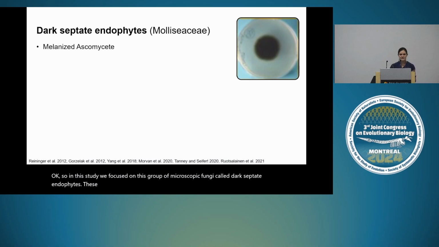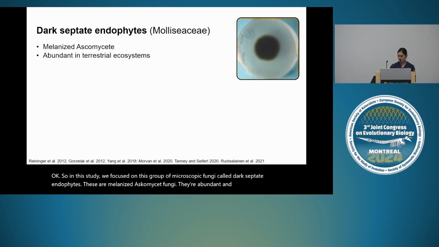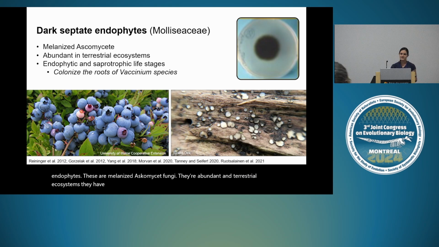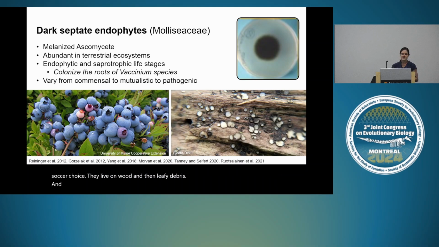These are melanized ascomycete fungi. They're abundant in terrestrial ecosystems. They have both endophytic and saprotrophic life stages. When they're endophytes, they colonize the roots of vaccinium species like blueberry and cranberry. And as saprotrophs, they live on wood and leafy debris. And we know that their interactions with their hosts vary from commensal to mutualistic to pathogenic.